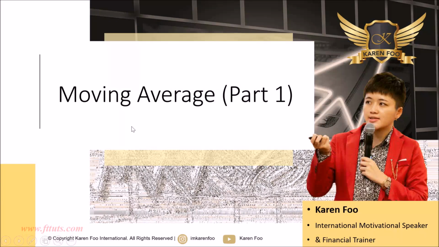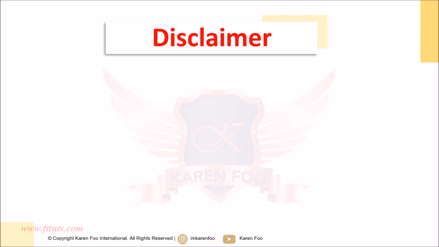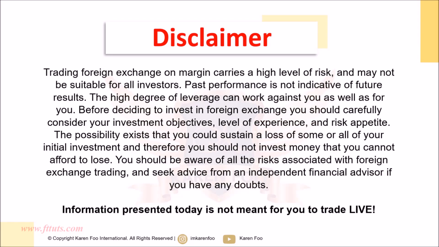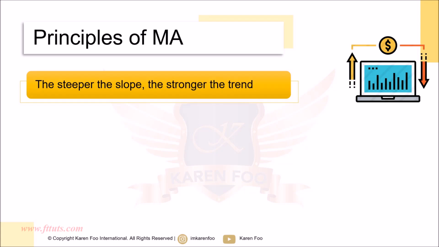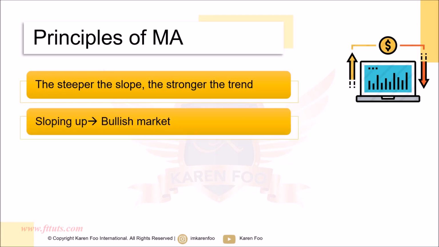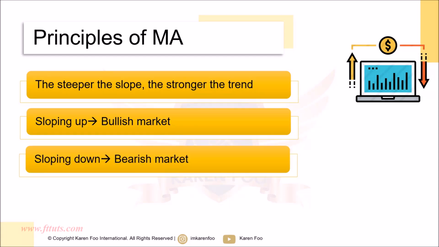Alright guys, right now let's talk about moving average. Now basically, since I've gone through moving averages in my beginner's course, I'm not going to go into the super basic principles. Now the principle of MA is that the steeper the slope, the stronger the trend. And when it's sloping up, it indicates a bullish market, and when it's sloping down, then it is indicating a bearish market.